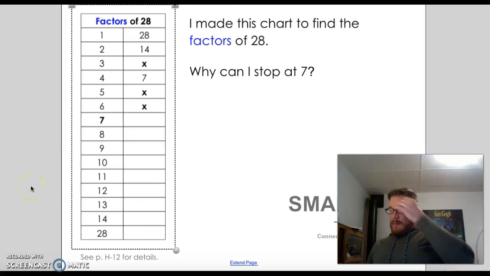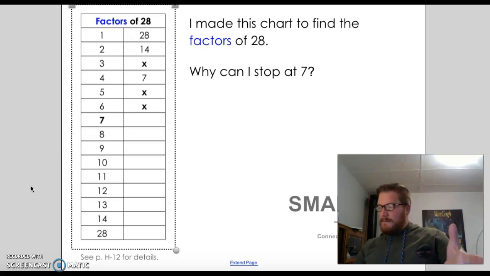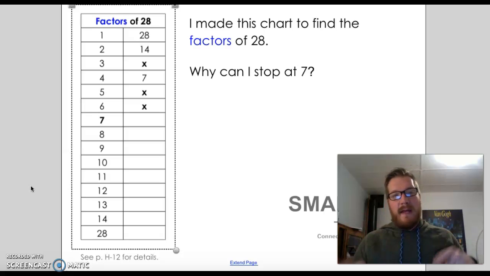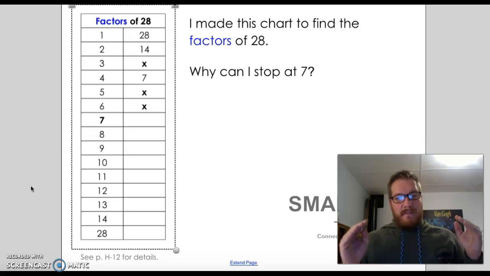So the next thing that we're going to do is stop when a factor already appears in a pair. Here we have factors of 28. We have 1 and 28, 2 and 14, 4 and 7, and then nothing for 5, nothing for 6. Notice that the ones that are not factors have x's beside them.